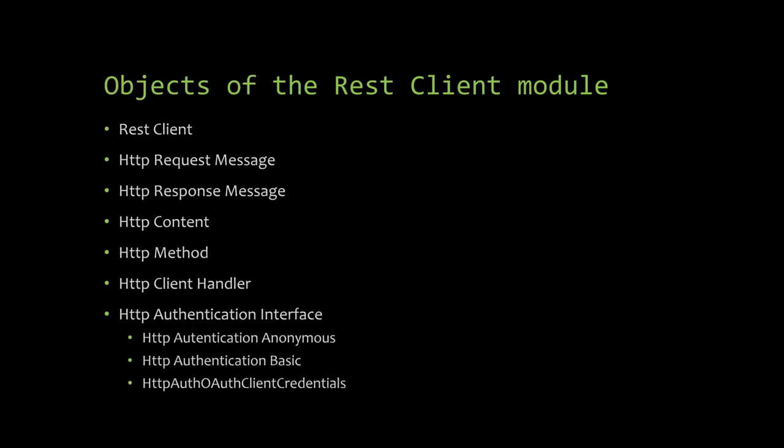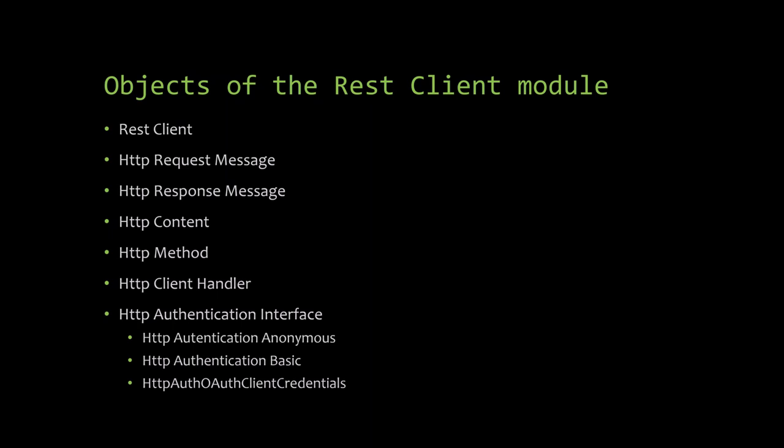So, the objects in the REST client module. Before I dive into code examples, I want to explain what the REST client module consists of. We have a codeunit called REST client. That is, of course, at the heart of the module. It's the one you use most. We have objects for the HTTP request message and the response message. I will explain them in more detail. And the HTTP content. I will also explain that one in detail.